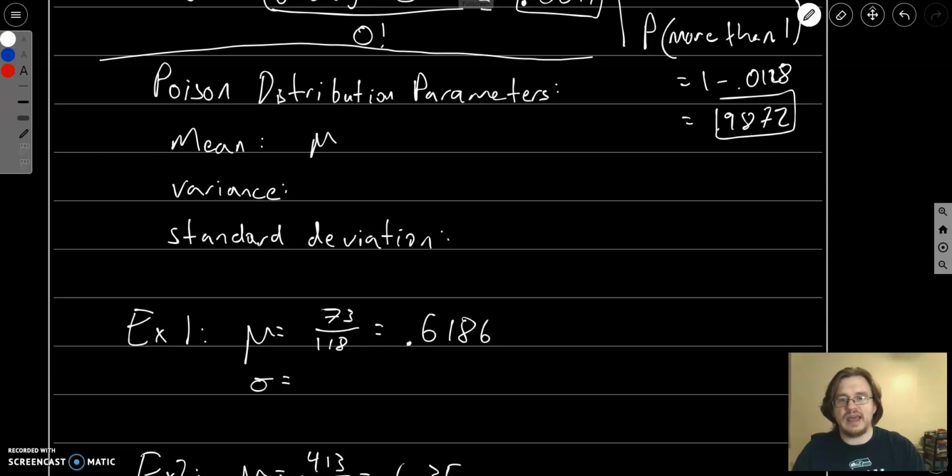And I'll very quickly end with some parameters. When we look at a Poisson distribution, the mean and the variance are actually equal to one another, which means that the standard deviation is the square root of the mean.